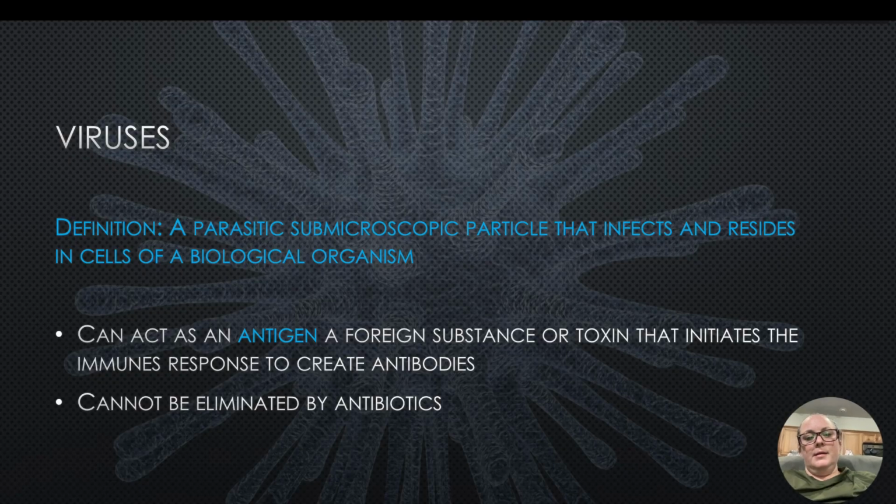Viruses. The definition of a virus is a parasitic submicroscopic particle that infects and resides in cells of a biological organism. So, a virus can act as an antigen, a foreign substance, or toxin that initiates the immune response. And then your body starts creating antibodies for said virus. That is what vaccines are. Those are having your body create the antibodies for the virus.